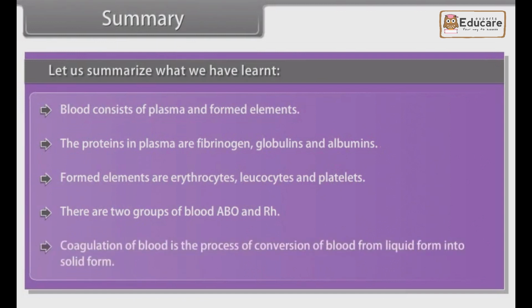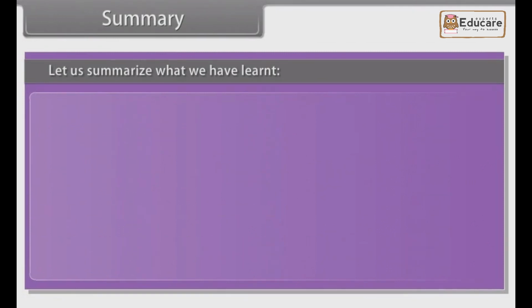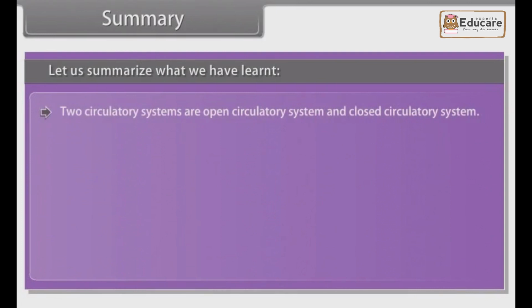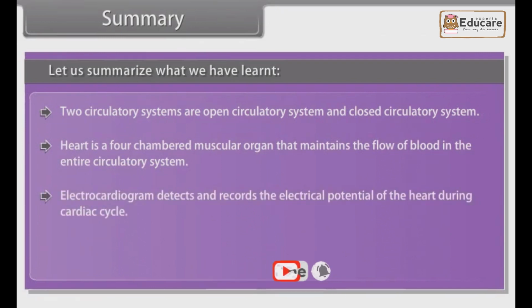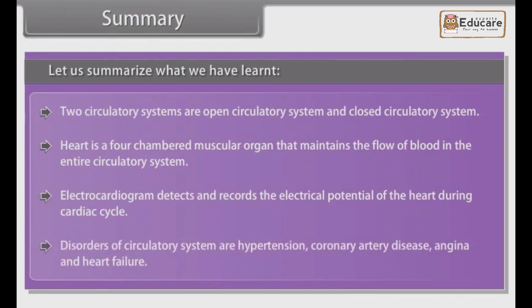Coagulation of blood is the process of conversion of blood from liquid form into solid form. Two circulatory systems are open circulatory system and closed circulatory system. Heart is a four-chambered muscular organ that maintains the flow of blood in the entire circulatory system. Electrocardiogram detects and records the electrical potential of the heart during cardiac cycle. Disorders of circulatory system are hypertension, coronary artery disease, angina and heart failure.